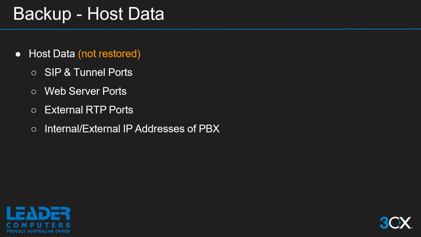So for a trunk registration or any registration or SIP, it uses the 5060, and tunnel is basically everything that the 3.6 app or the SPC, they talk through the 5090 tunnel port. And the web server port 5001 or external RTP ports from 9000 to 10999 or 11,000, and internal and external IP address of the PBX. All these data are not stored on the backup file.